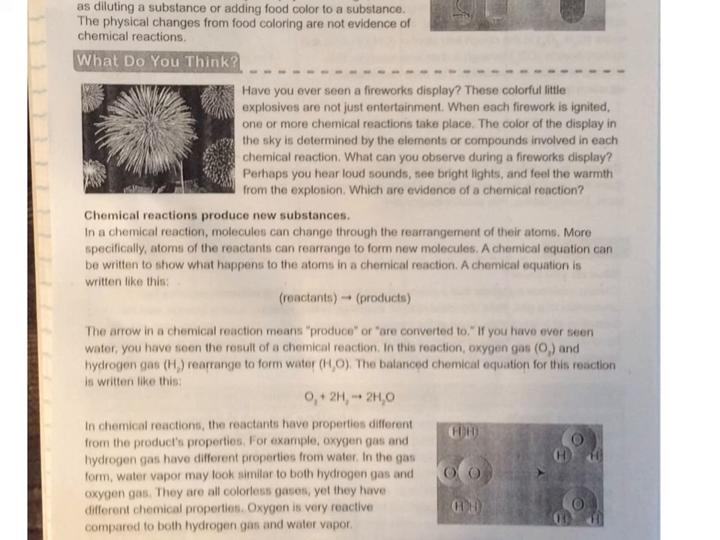If you have ever seen water, you have seen the result of a chemical reaction. In this reaction, oxygen gas, O2, and hydrogen gas, H2, rearrange to form water, H2O. The balanced chemical equation for this reaction is written like this. Let me explain why they call it balanced.